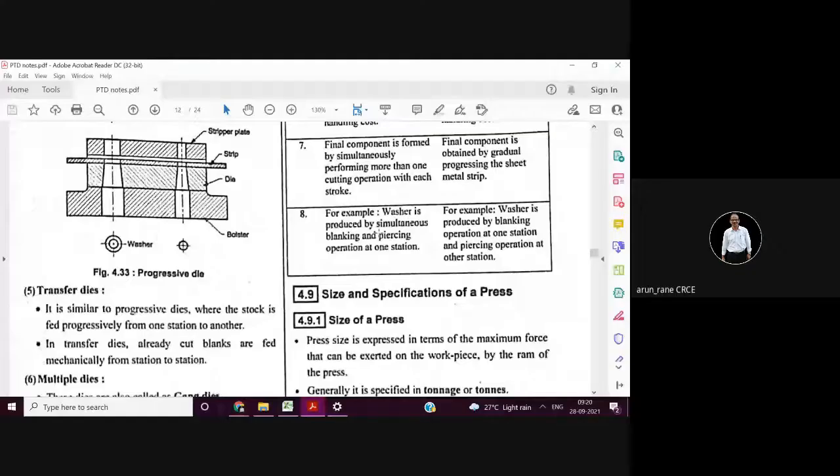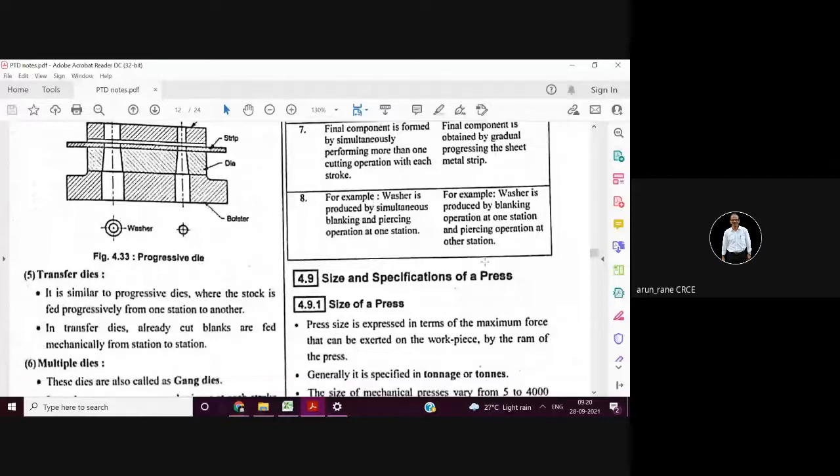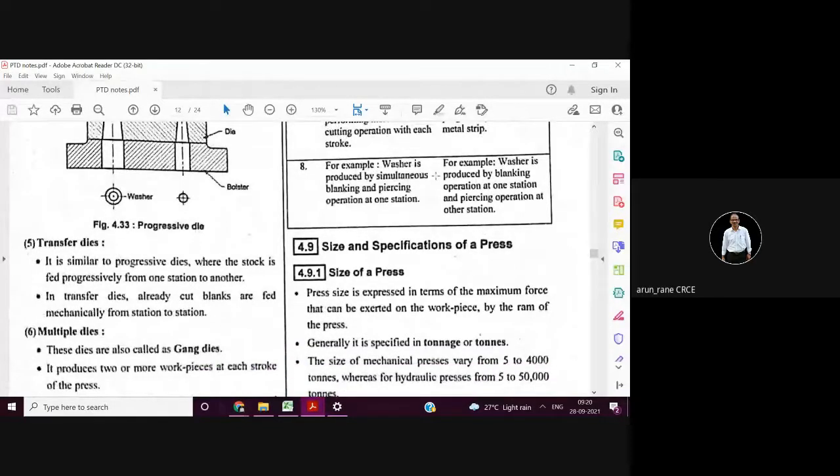Final component is formed by simultaneously performing more than one cutting operation. Simultaneously means at a time. Whereas here it is gradual progressing. An example of compound die: washer, blanking and piercing. It is done simultaneously. Whereas in progressive die, blanking will be done at one station and piercing will be done at another station. This point number 8 will make it very clear.